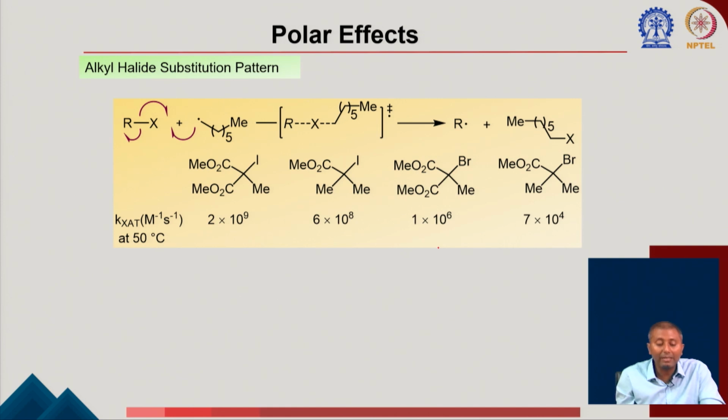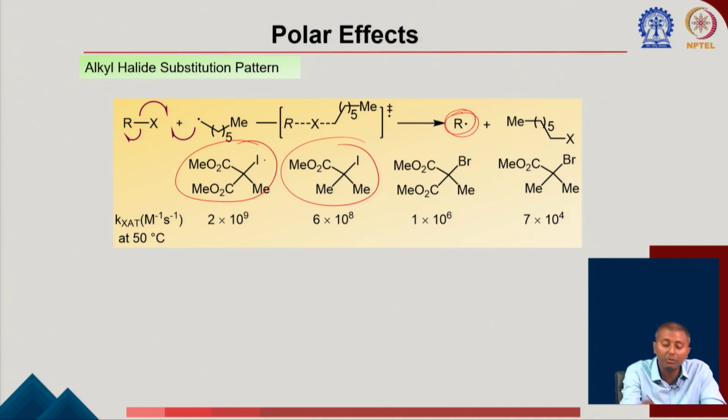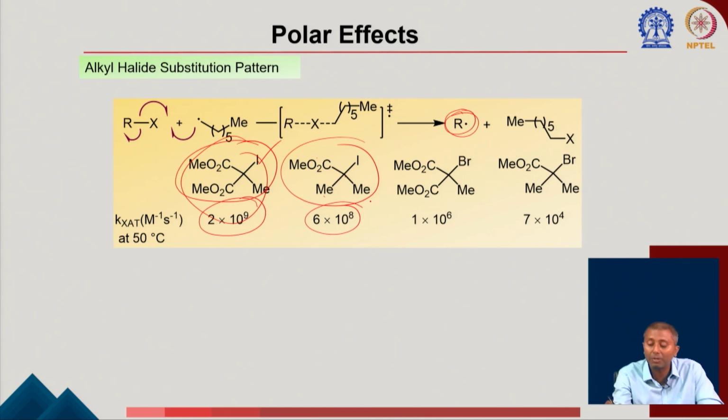So again there is an alkyl halide substitution pattern. You can see again, once you are forming this corresponding R dot from this species, the stability is also going to make a difference. If you try to compare between them, what is the difference happening here? You have two ester groups which are stabilizing this radical more. So the radical stability will be more here compared to this. That's why it will be at least 10 times higher compared to the other one, where you have only one ester with two methyl groups. Very similar thing happens if you have a bromide also.